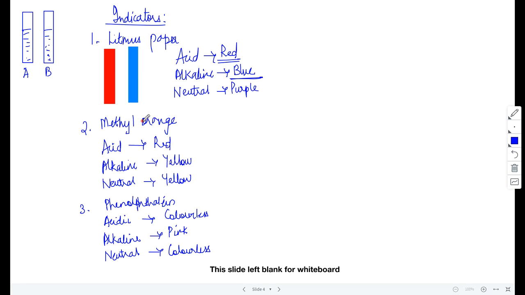Now, methyl orange is bright orange in color. So whenever we add an acid to it, it will turn red. And if it is an alkaline or neutral solution, it will turn yellow. Okay. Phenolphthalein is light blue in color. If it is an acid, it will turn colorless. If it is an alkaline, it will turn pink. Or if it is neutral, it will turn colorless again.